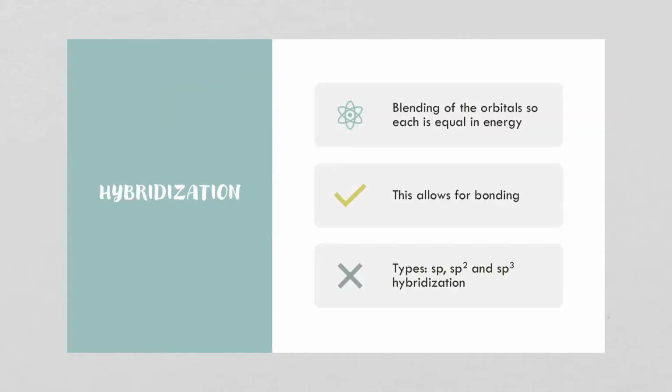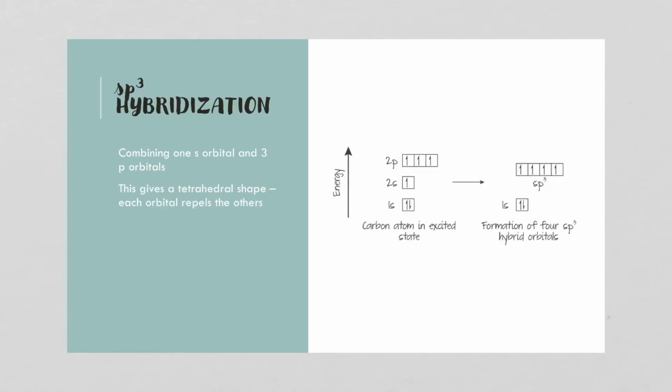So this leads us to the concept of hybridization. Hybridization is when the orbitals blend together, so each is equal in energy. And this allows for bonding, and there are 3 types of hybridization: sp, sp2, and sp3 hybridization. The first example we'll explore is sp3 hybridization. That's when you combine one s orbital and 3 p orbitals, and that will give us a tetrahedral shape. Each of the orbitals will repel the others equally to give that tetrahedral shape.